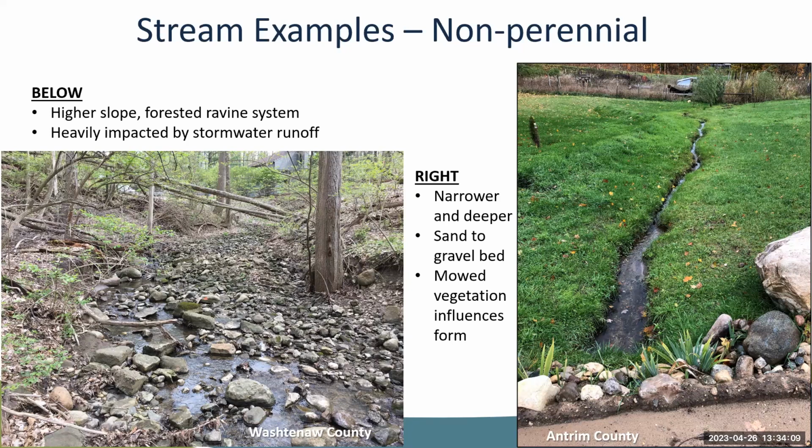And then on the right, we have a small stream in Antrim County. It's narrower and deeper, but you can see the difference in the substrate in the bottom. It's a sand to gravel bed. And then you do have some amount of disturbance that's happening because of the mowing, and that's influencing the stream side vegetation and maybe influencing the form and the banks of this channel.